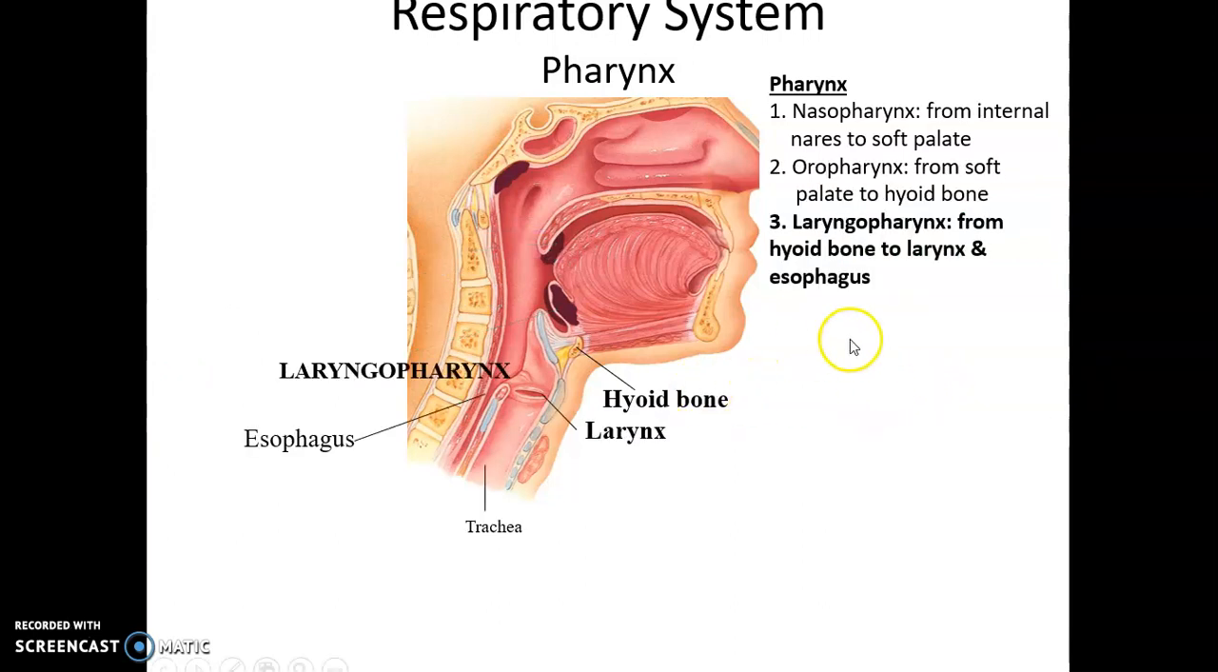And the third region is the laryngopharynx. The laryngopharynx goes from the hyoid bone to the esophagus and larynx. Again, from the hyoid bone to the esophagus and larynx. Those are the three regions of the pharynx: nasopharynx, oropharynx, and laryngopharynx.